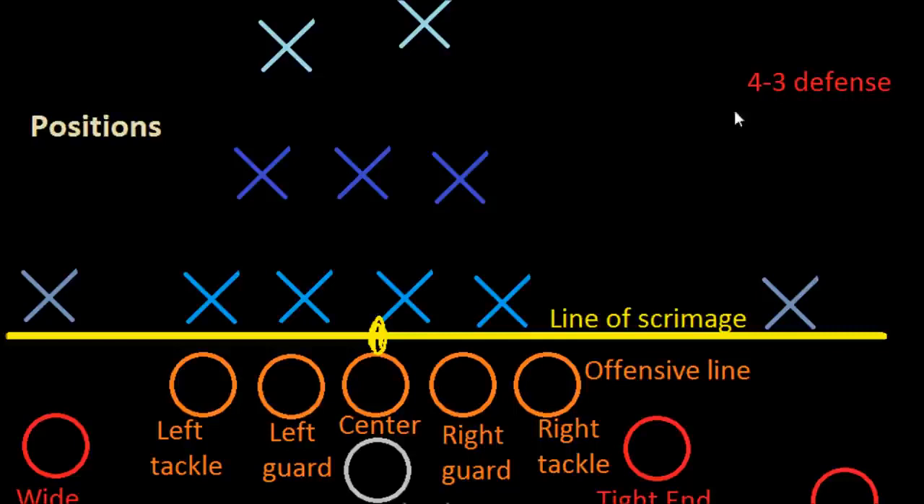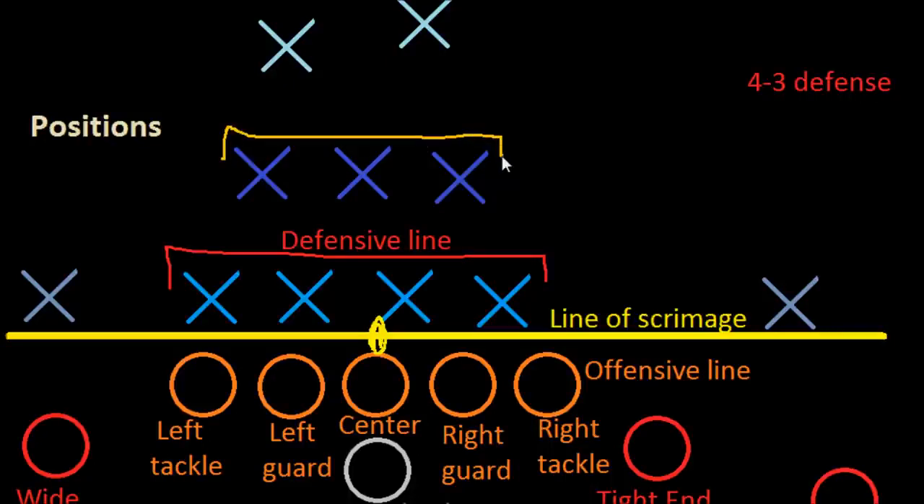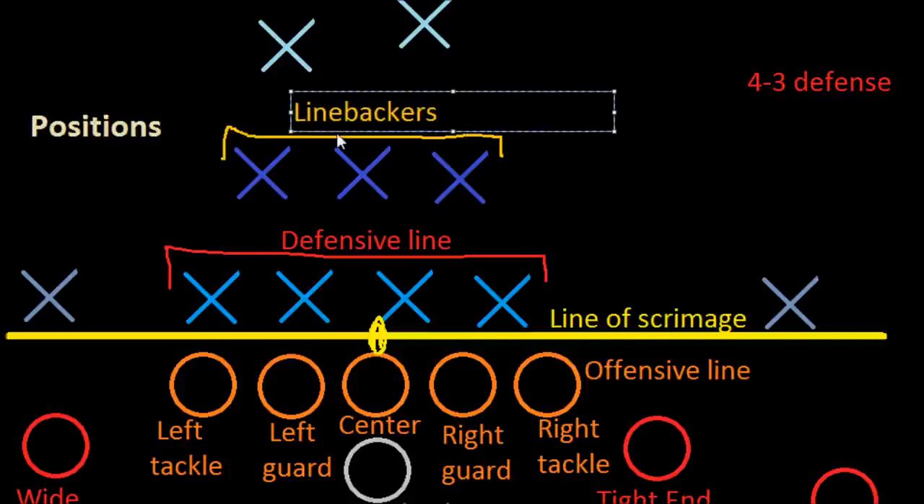The first number comes from the line. So these guys here, this is the defensive line. Right behind, as you can see, there's 4 guys, so that's where we get the 4. And then there's 3 guys behind them. And if you guess this is where the 3 comes from, you would be correct. So 4 defensive linemen, 3 linebackers, because they are behind the lines. These are the linebackers.